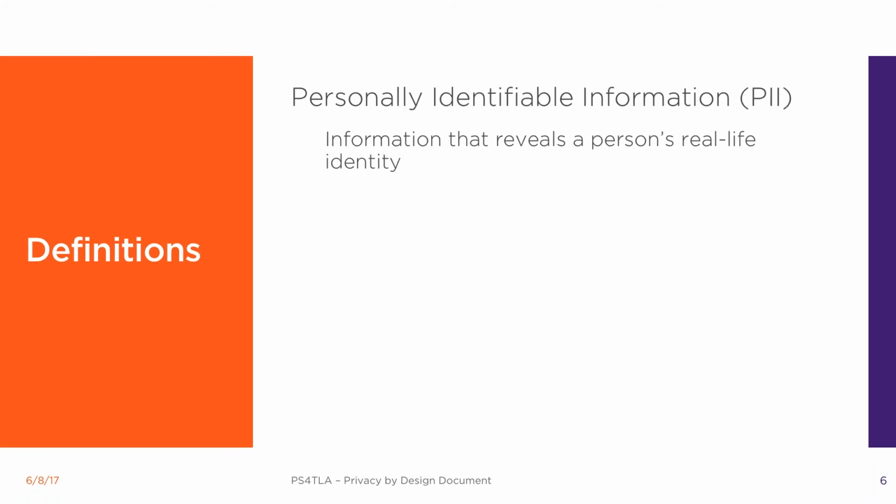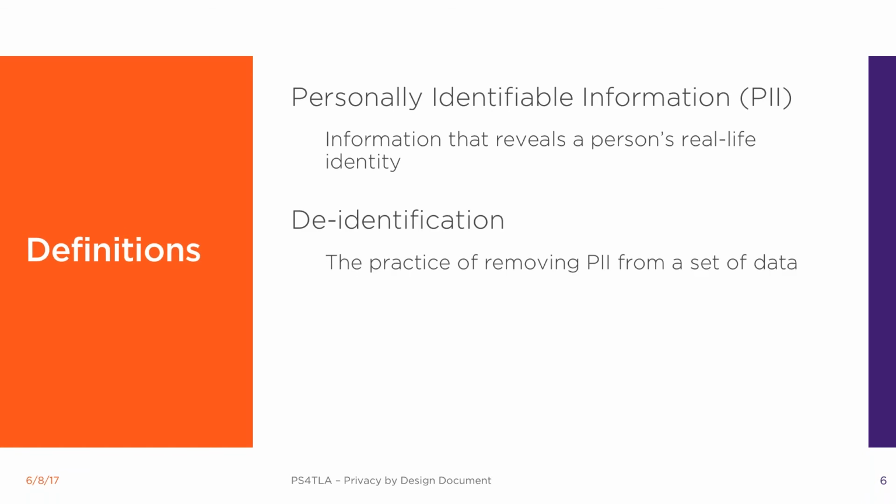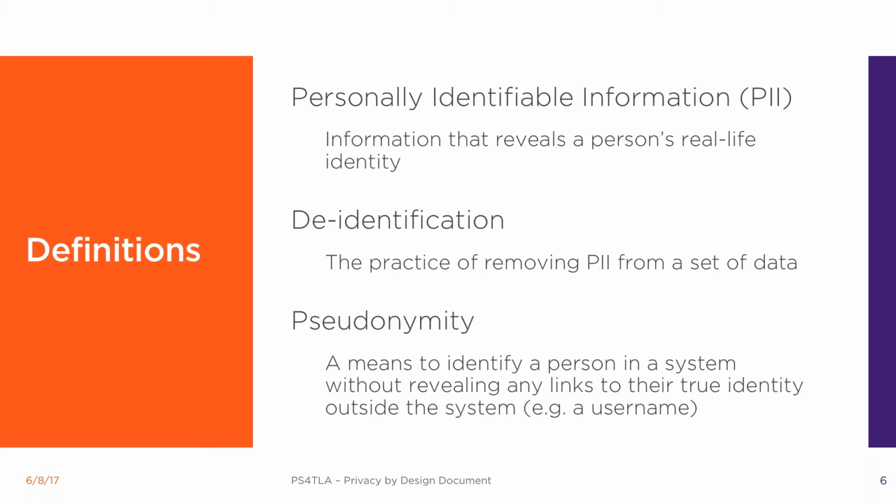Personally identifiable information, or PII. Whenever you see the term PII on my slides, I mean information that reveals a person's real-life identity. De-identification is the practice of removing PII from a set of data. And pseudonymity means to identify a person in a system without revealing any links to their real-world identity. So, for instance, a username that is not necessarily linked to your real name is a pseudonym that can be used in a system.